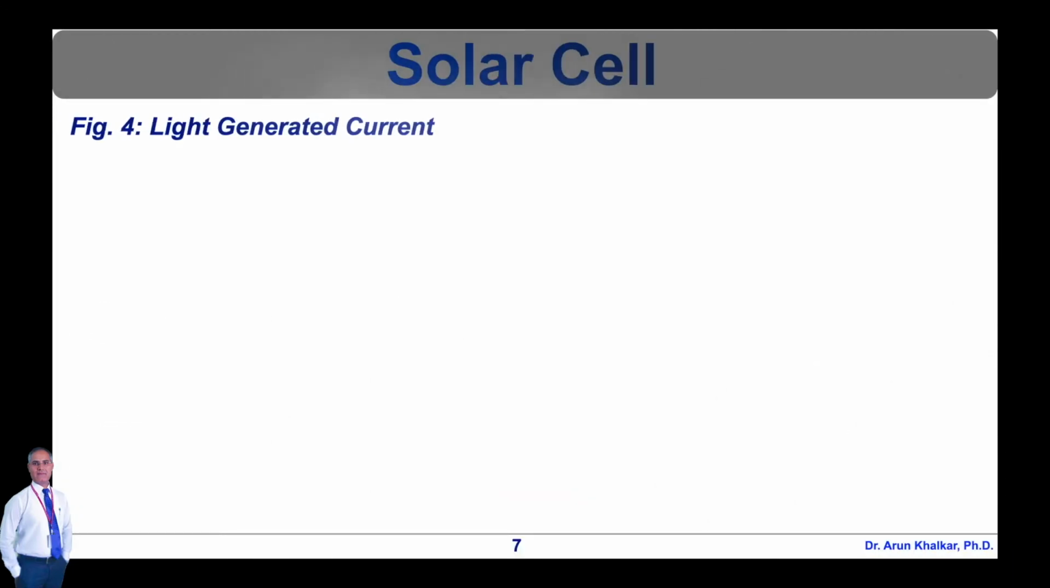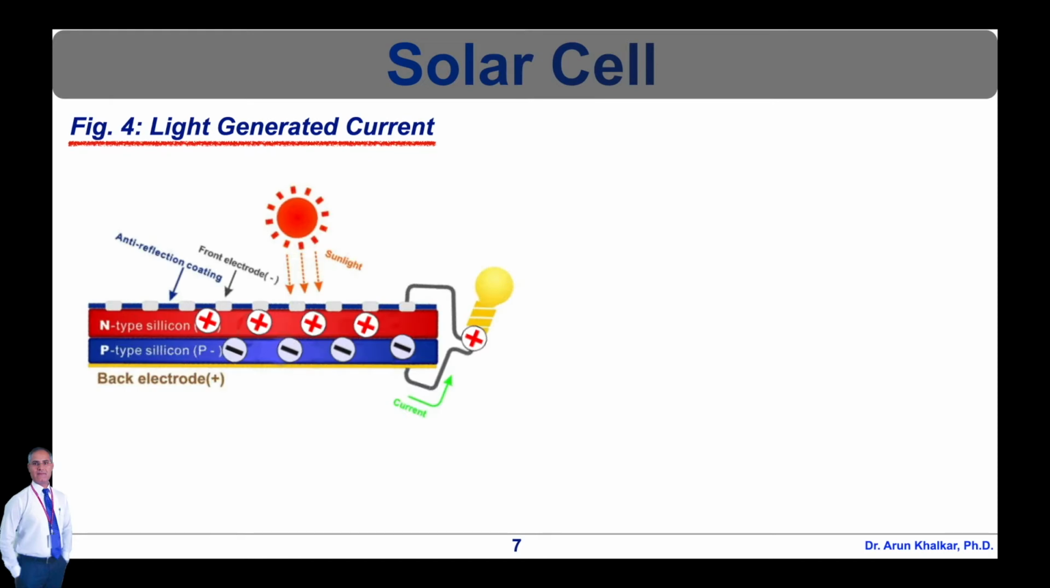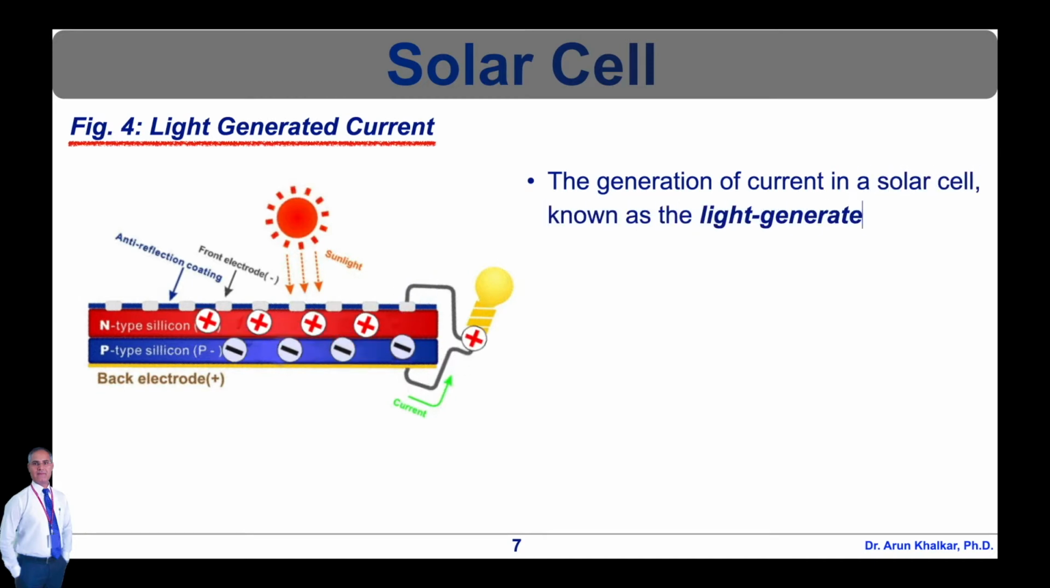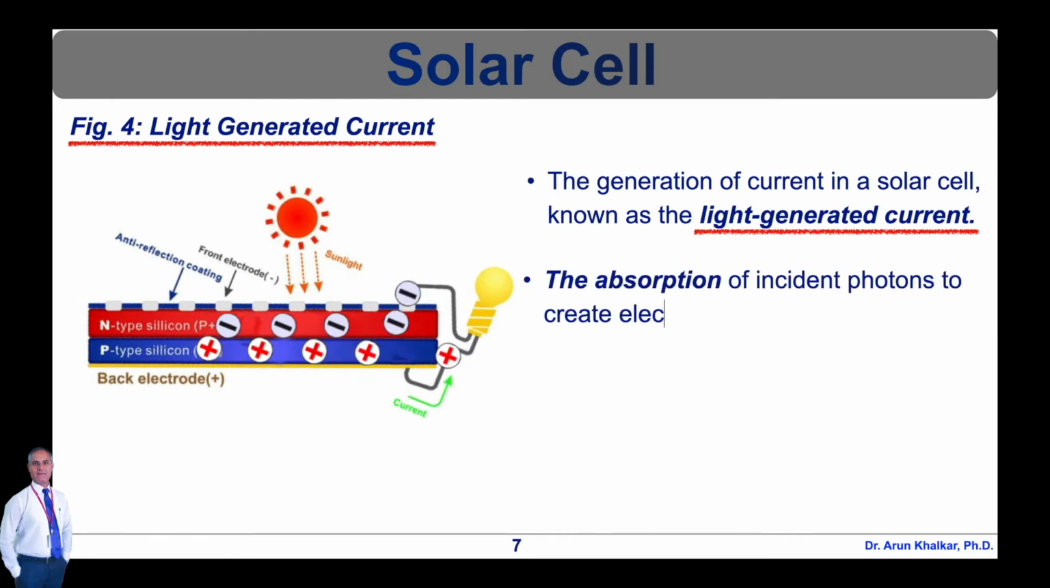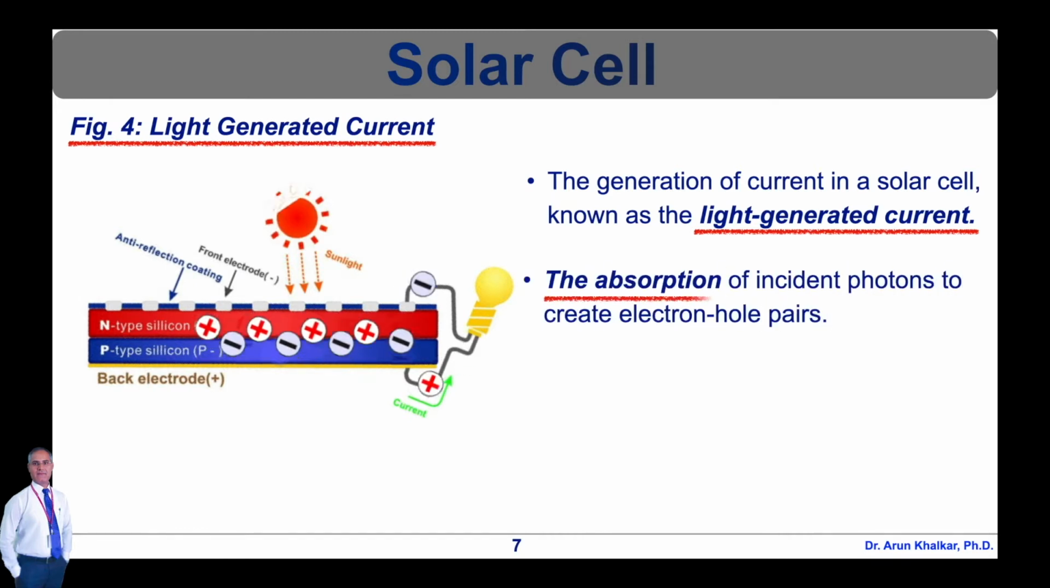Now let's see the working mechanism of a solar cell. First of all, light generated current. The generation of current in a solar cell, known as the light generated current, involves two key processes. The first process is the absorption of incident photons to create electron-hole pairs. The electron-hole pairs will be generated in the solar cell provided that the incident photon has an energy greater than that of the band gap.